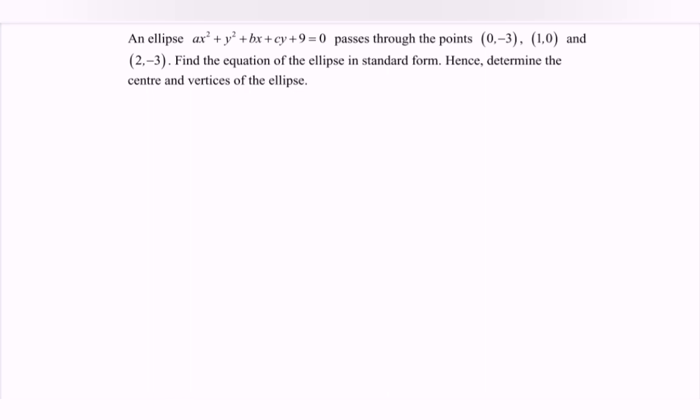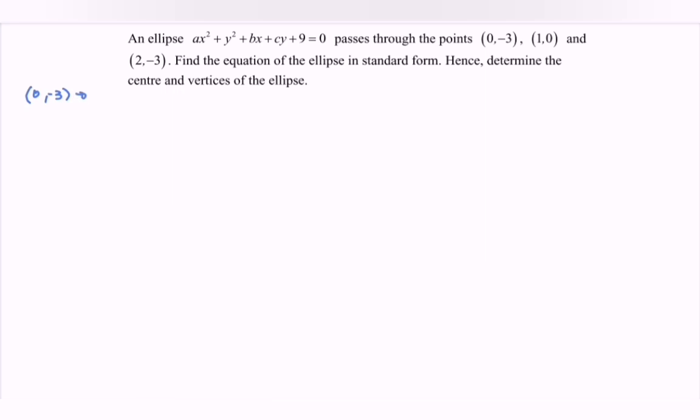Hello everyone, in this video I'm going to discuss the example for ellipse. In the ellipse we have the equation ax squared plus y squared plus bx plus cy plus 9 equals 0. It passes through the point (0, -3). So kindly substitute into the equation.